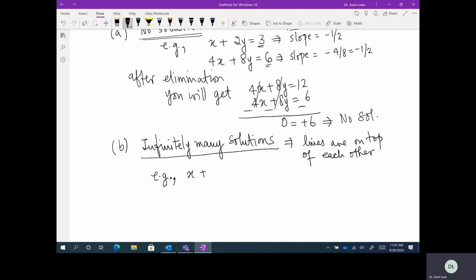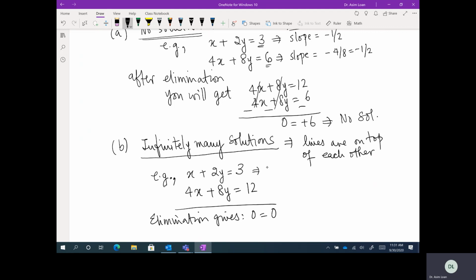x plus 2y equals 3, and then I say 4x plus 8y equals 12. If I do this, and if I do the elimination, so elimination gives 0 equals 0, because here now slope is the same, slope is minus 1 over 2. Here the slope is still the same, slope is minus 4 over 8, which is minus 1 over 2.